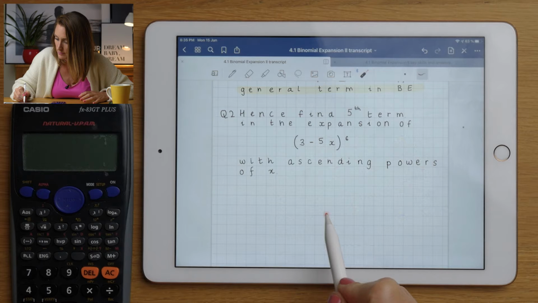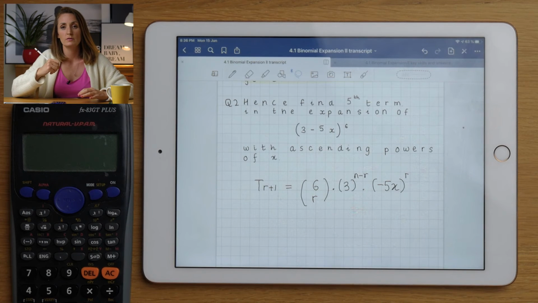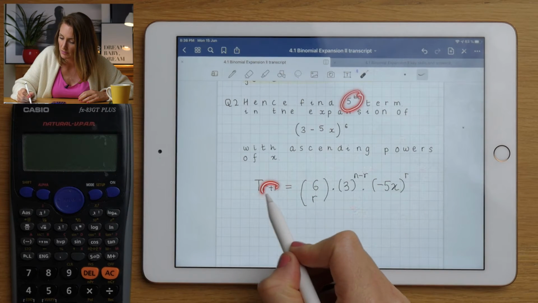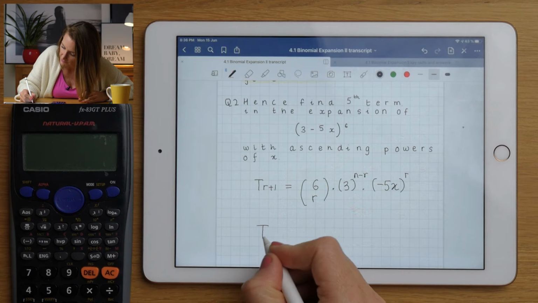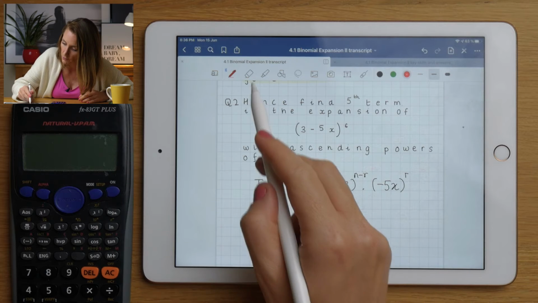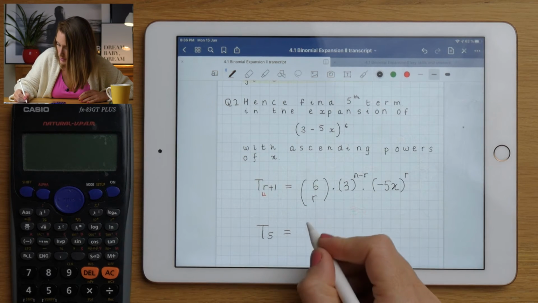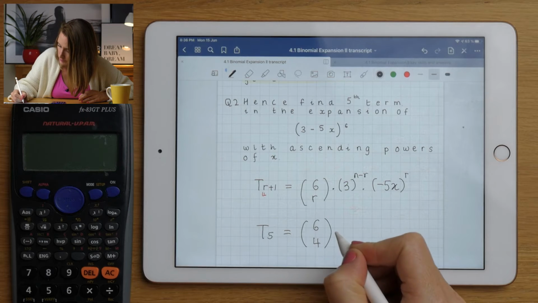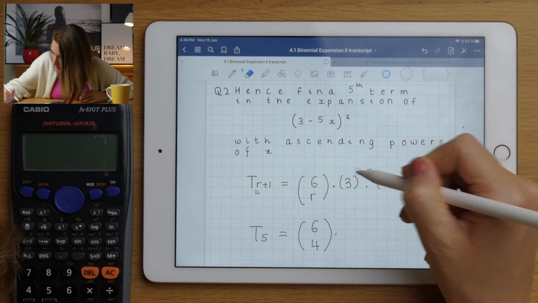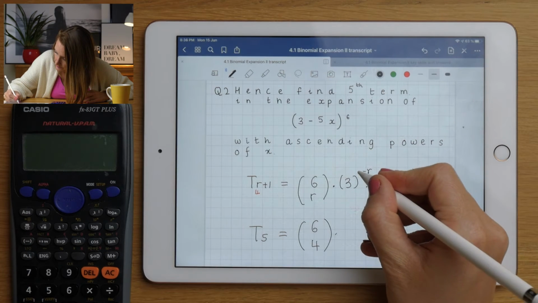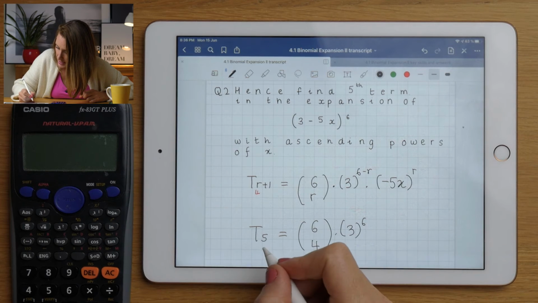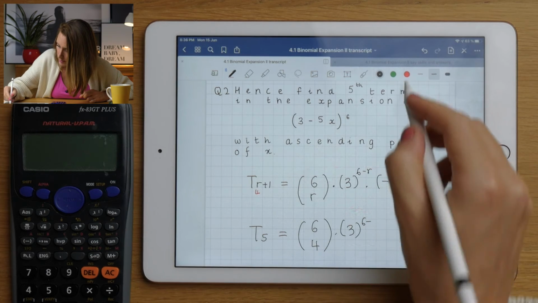So let's copy and paste this in. Now, all you have to do in these questions is think, what should R be? In this question, we want the fifth term, so I want this to be 5. So I want T5. T5 would be the fifth term. So in this case, to get 5, R needs to be 4. So I would have 6 choose 4. Oh, I forgot to fill in my N here. This little guy's gone unnoticed. Let's fill him in. N is 6. And everywhere that I previously had an R, I'm going to replace it with a 4. So I'll put them in red.